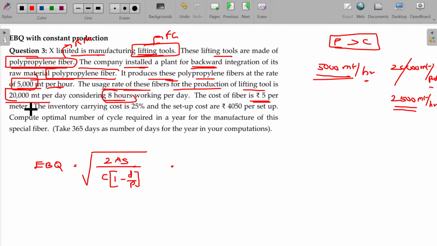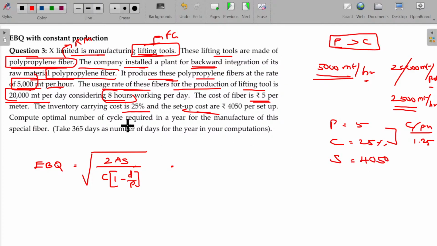The cost of fiber is 5 rupees per meter. Price being 5 rupees and inventory carrying cost being 25%, you multiply these two to get the carrying cost per unit per annum. How much is that? 1.25. And setup cost: here we don't have the ordering cost, but we have the machine setup cost for manufacturing, which is 4050 per setup. Compute the optimum number of cycles required in a year for the manufacture of this special fiber. Take 365 days as the number of days.